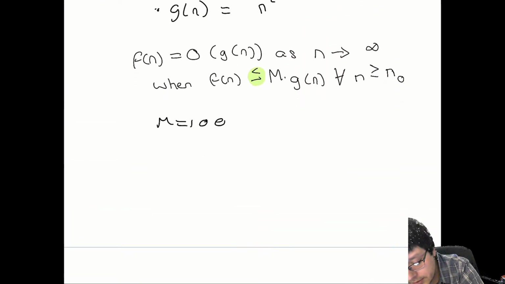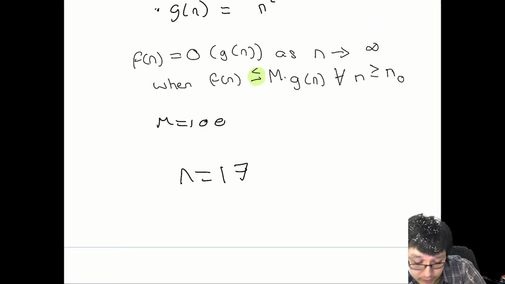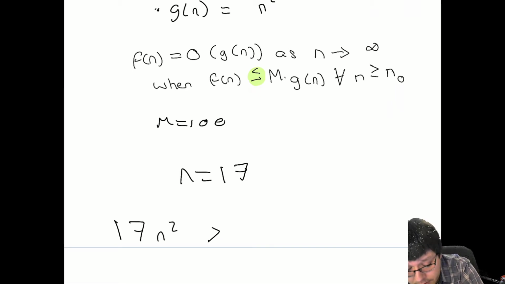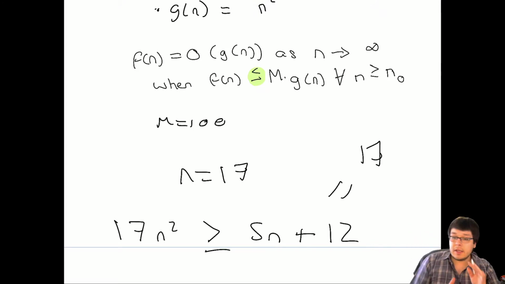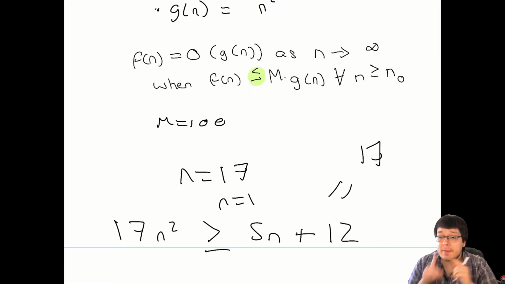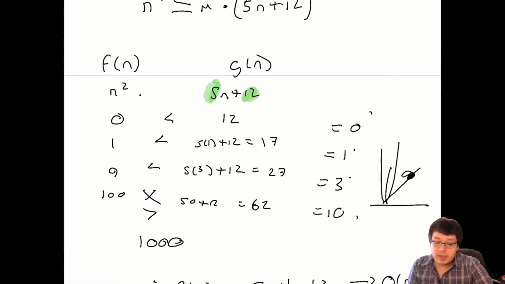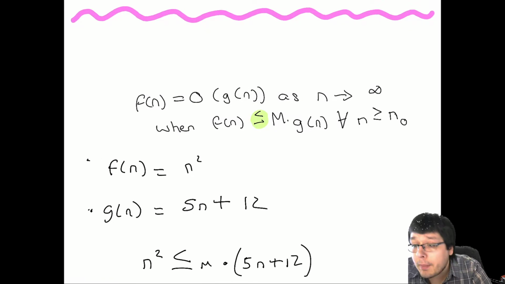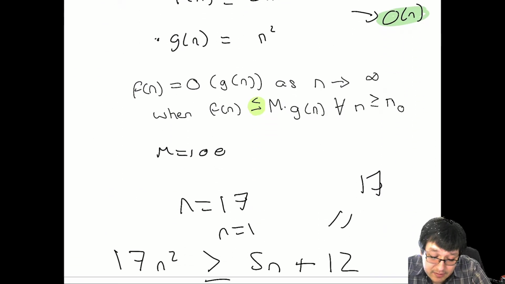M has to be equal to 17, just so that the case where n is equal to 1 works. Because if n is equal to 1, we got 17n squared, and that is going to be bigger than or equal to 5n plus 12, which again is equal to 17, right? So in the case where n is equal to 1, we need to have the m be 17 just so that we can get the case of n equals 1. Of course, if n is equal to 2, we can lower the constant. But remember, we need to make it work for all positive numbers. And so because of that, we get that special case.